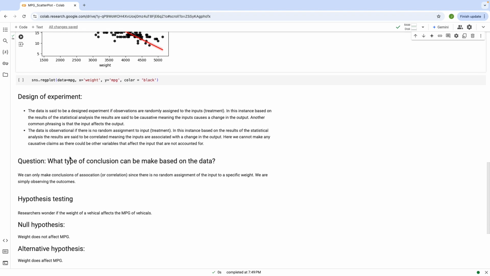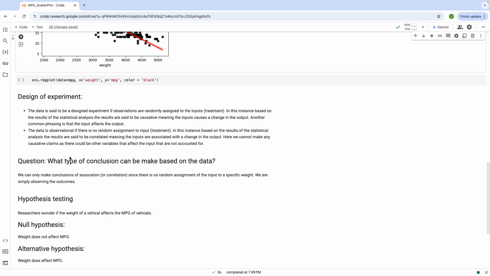Thinking about just our data collection, what type of data are we dealing with? Well, that's called the design of experiment. It also affects what kind of conclusions we can make. So remember, there are two types of data collection. Data is a designed experiment if observations are randomly assigned to inputs or treatments. In this instance, based on the results of the statistical analysis, the results would be said to be causative, meaning the inputs cause a change in the output.